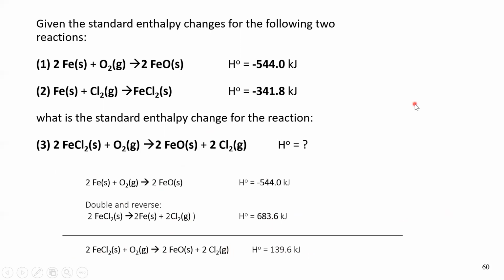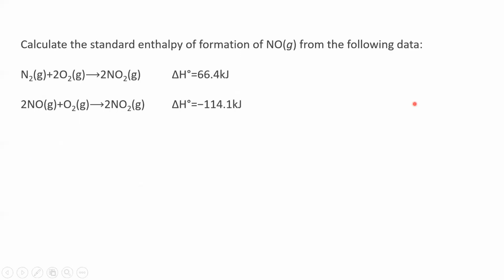So let's look at another example of a Hess's law problem. Okay, this time we're told that N2 plus 2O2 yields 2NO2, and that's positive 66.4. And the nitrogen monoxide plus oxygen to produce nitrogen dioxide is negative 114.1 kilojoules. And we want to calculate the standard enthalpy of formation for nitrogen monoxide.